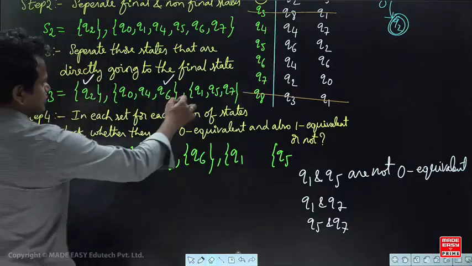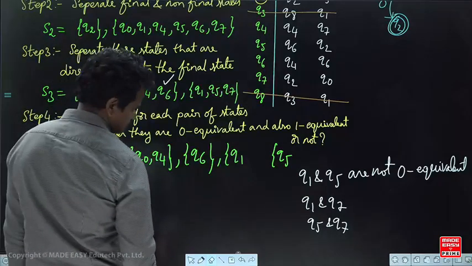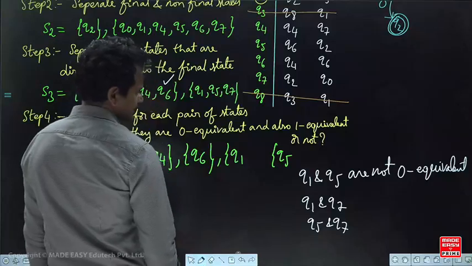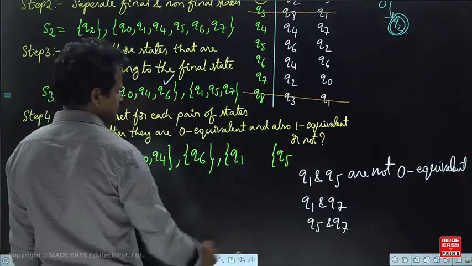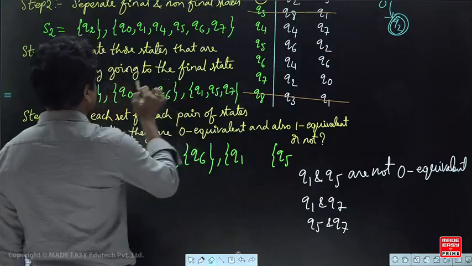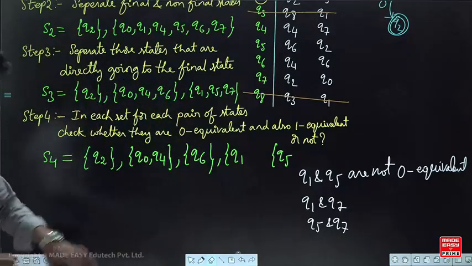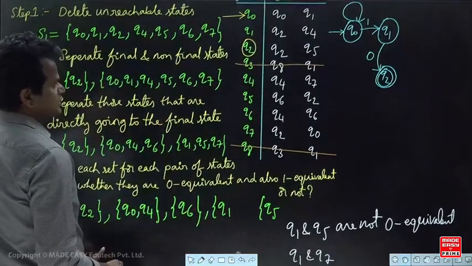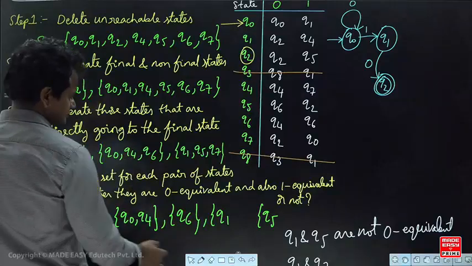Okay, so Q1 and Q5 are not equal, I have separated them. Q1 and Q5 are already checked and separated. Now I will check Q1 and Q7. Shall I go? Look at this, Q1 and Q7, I am checking Q1 and Q7.